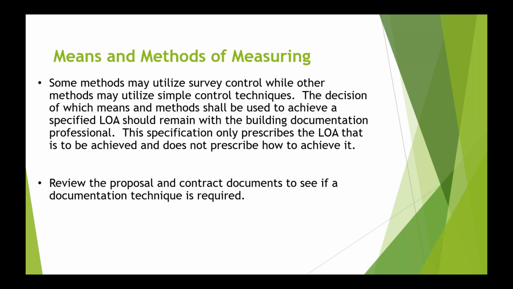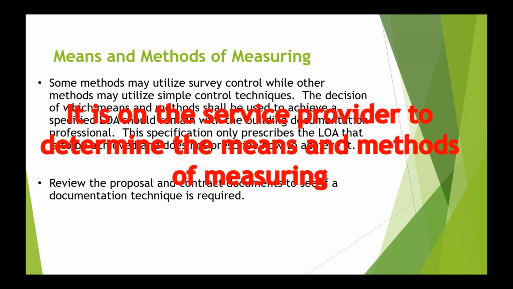And again, we don't talk about survey control, what you need to do. That's a discussion later on in a proposal in a document. Our one suggestion is review the proposal. Again, this brings up talking points. It's really to get all the stakeholders in a building documentation project talking and discussing the same language so they're all on the same page. And again, a lot of this should be implemented in the contract documents. But at the end of the day, it's on the service provider to determine the means and methods. That's our suggestion. This is the accuracy the client wants. The service provider who's best fitted for that, in our mind, should be the one deciding the means and methods.